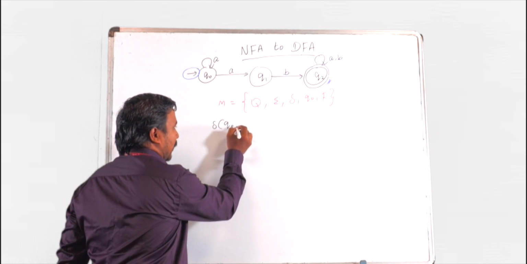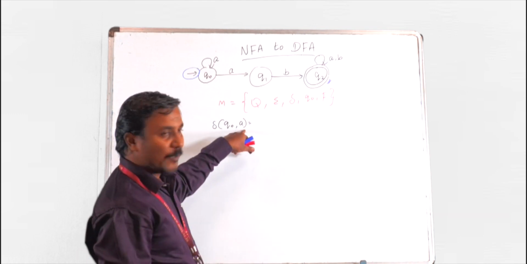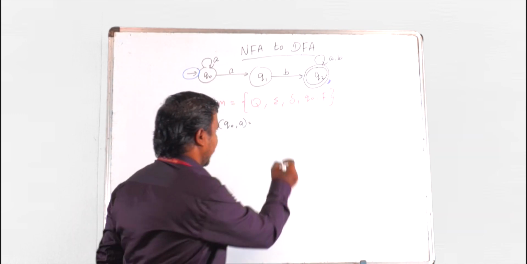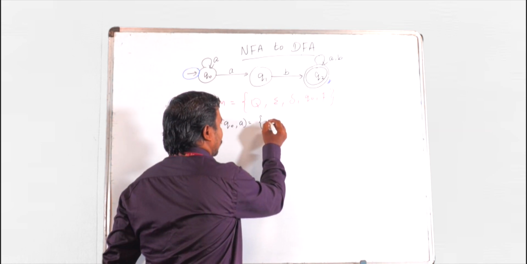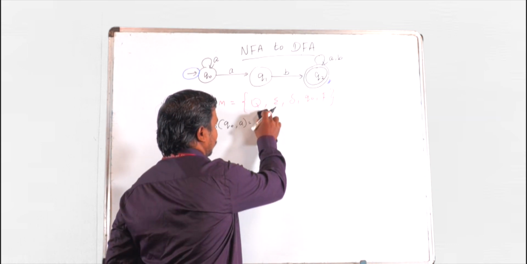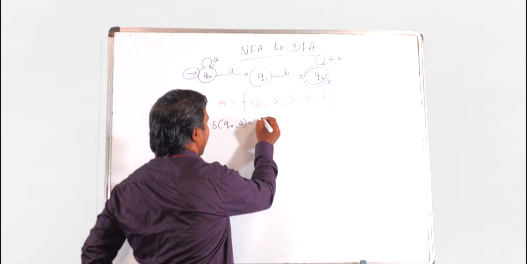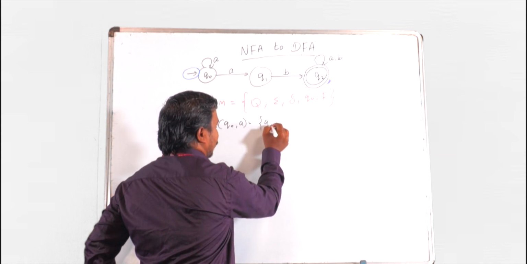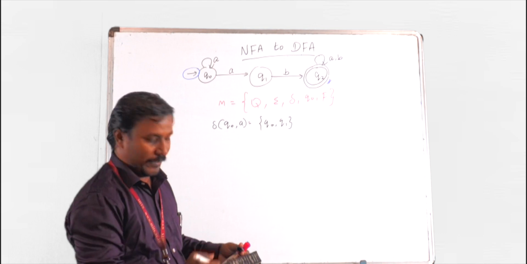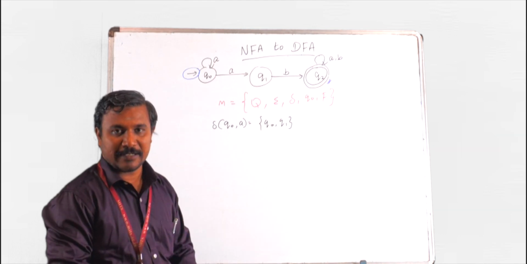So delta transition of Q naught comma A. What is equivalent to Q naught comma A is we are having two states, Q naught as well as Q1. So we need to identify the transition of Q naught comma A, which is Q naught and Q1. So now you can see we have applied the first input symbol A.